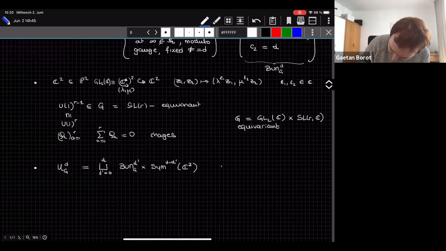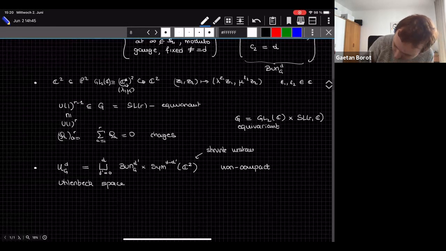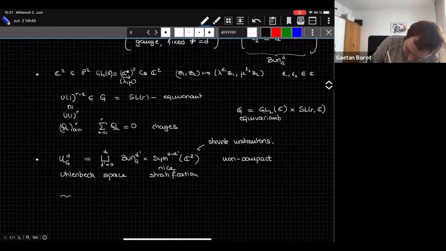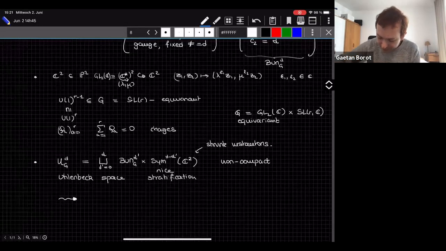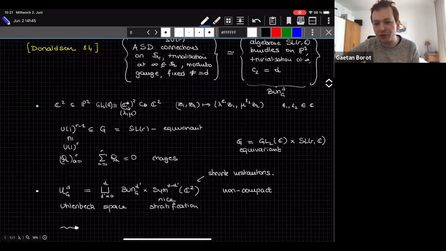And this is still not compact, but it will be enough. So it's called the Uhlenbeck space. And this space has a nice stratification. Which is such that you can consider, so I said you wanted to integrate certain things over this moduli space. So somehow you have to consider cohomology classes to integrate. That's what you would do in algebraic geometry.